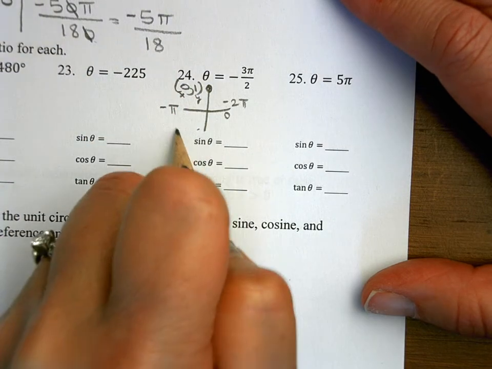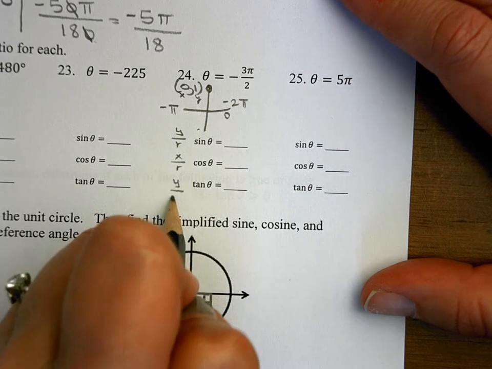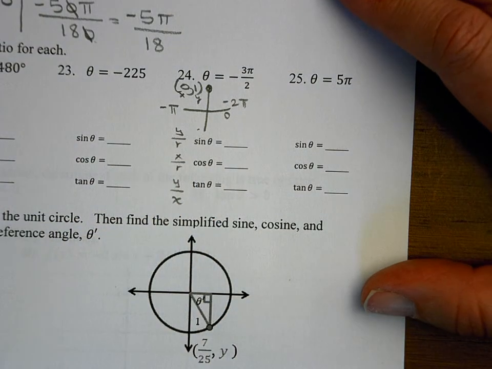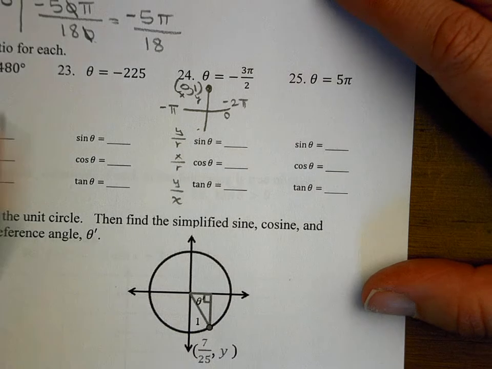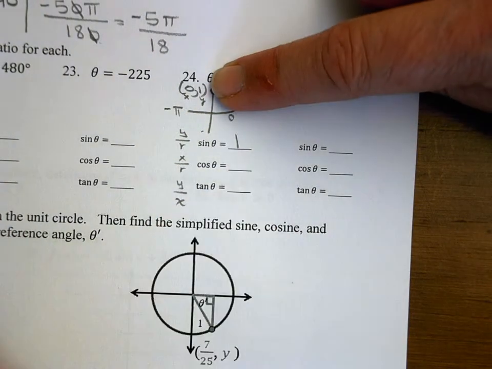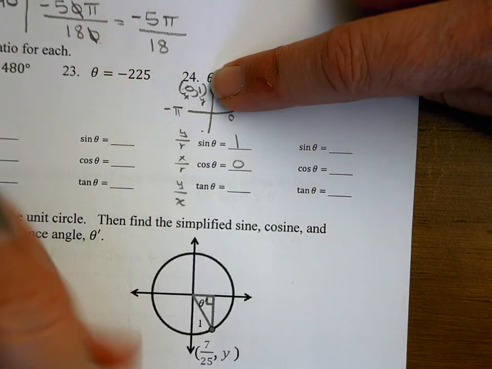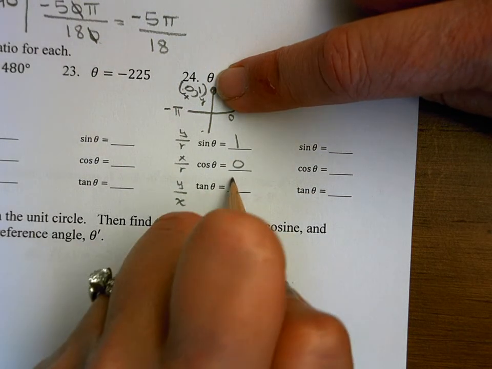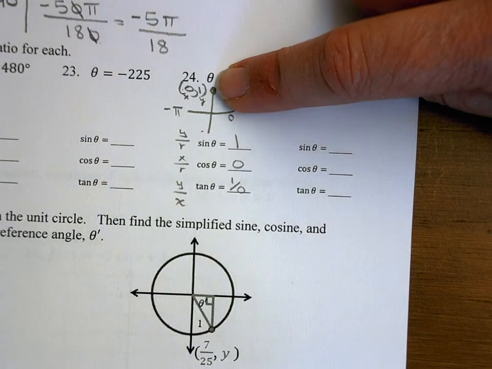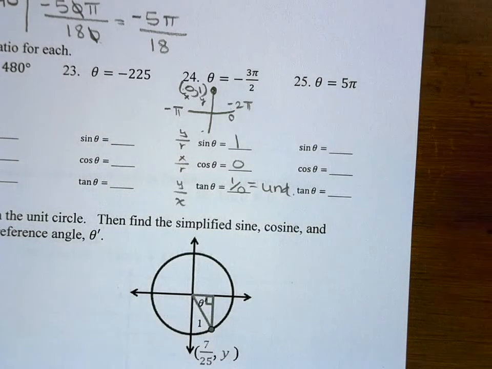So remember, sine is y over r, cosine is x over r, and tangent is y over x. R always being 1 here. So for sine, it's going to be 1 over 1, so that's just 1. Cosine would be x over r, so 0 over 1, which is 0. And then tangent would be y over x, so 1 over 0. And if 0 is under, then we are undefined. Okay.